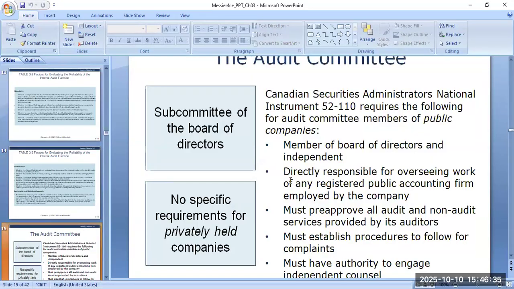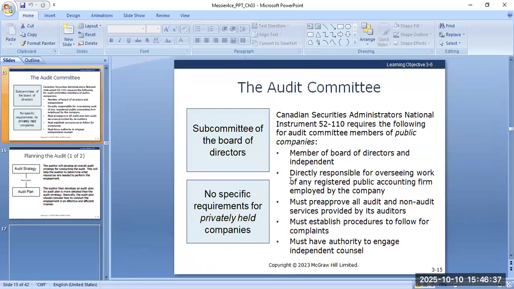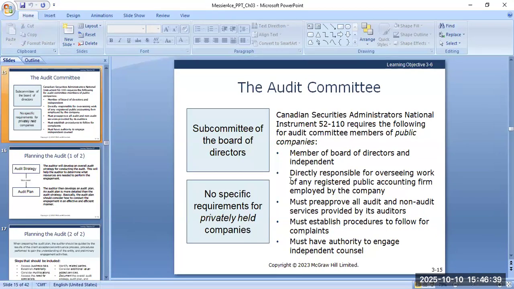Then the audit committee. Now, with the audit committee, Canadian Securities Authorization National Instrument 52-110 requires the following for the audit committee members of public companies. So if the public company has an audit committee, what are the requirements? The requirement is that members are members of the board of directors and independent.